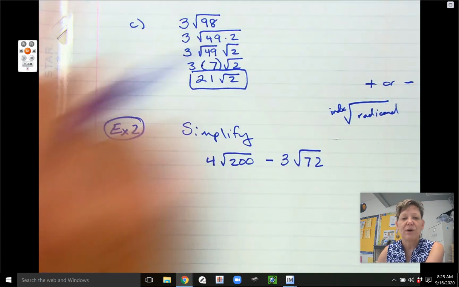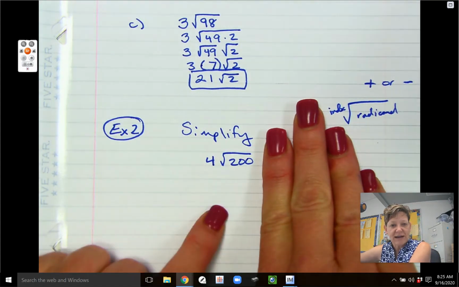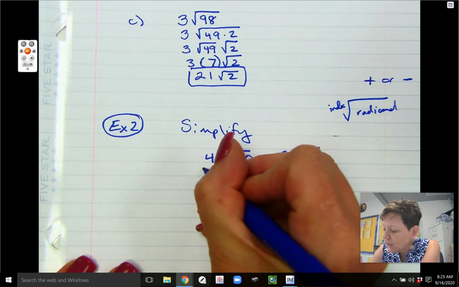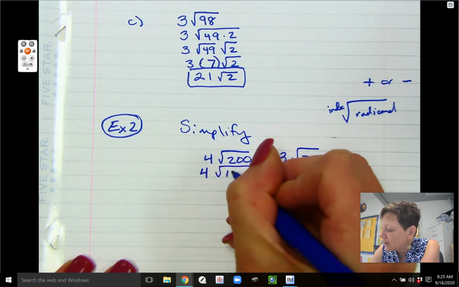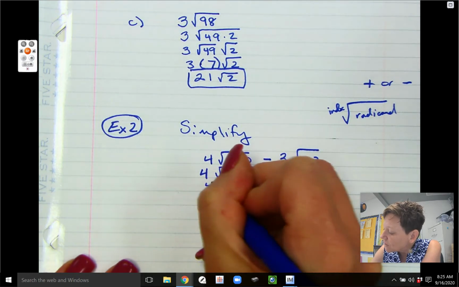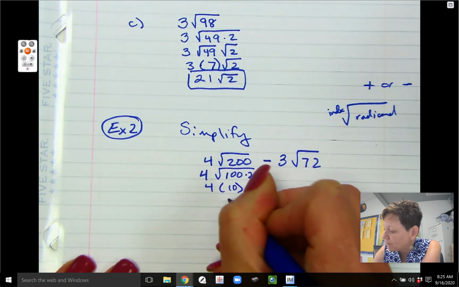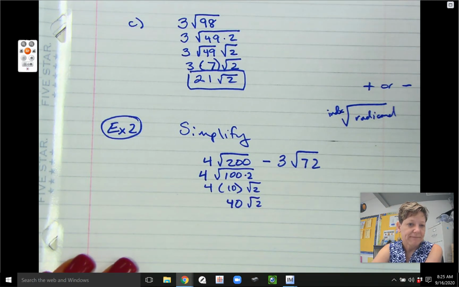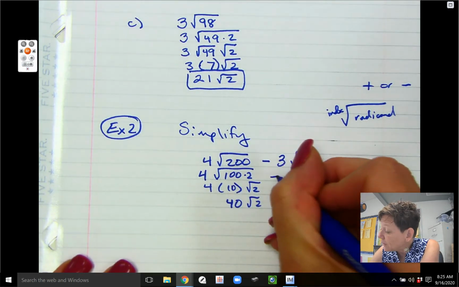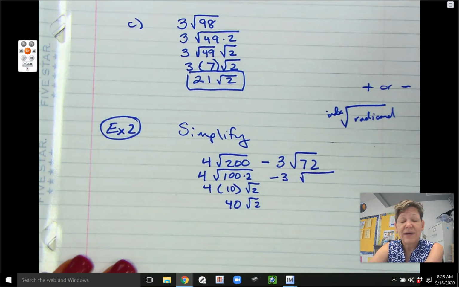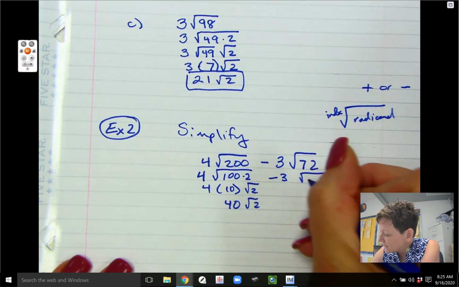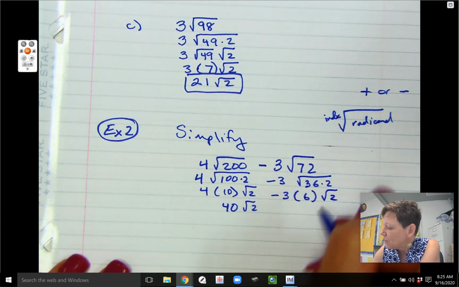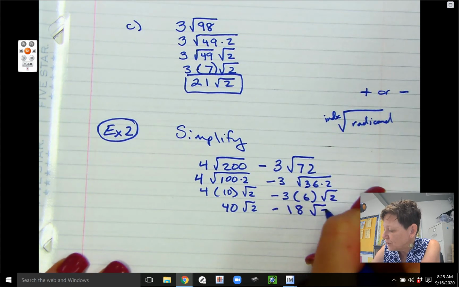So we simplify the same way we did above. Simplify the one on the left, simplify the one on the right, and see if you can combine them at the end. So here we would have 4 square root of 100 times 2, which would be 4 times 10 root 2, or 40 root 2. Over here, we have negative 3 times the square root of, and the biggest perfect square inside of 72 is 36 times 2. So we have negative 3 times 6 root 2, or negative 18 root 2.